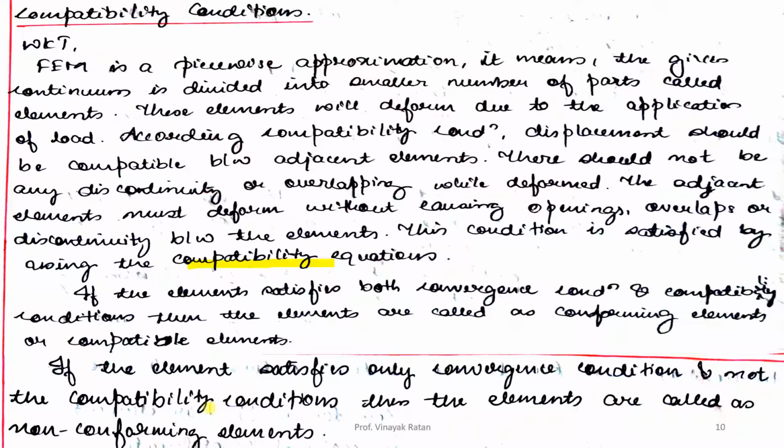Based on this, there are again 2 classifications of elements: conforming elements and non-conforming elements, or compatible and non-compatible elements. If the elements satisfy both convergence conditions and compatibility conditions, then they are called conforming or compatible elements. If the element satisfies only convergence conditions and not compatibility conditions, then the elements are called non-conforming elements.